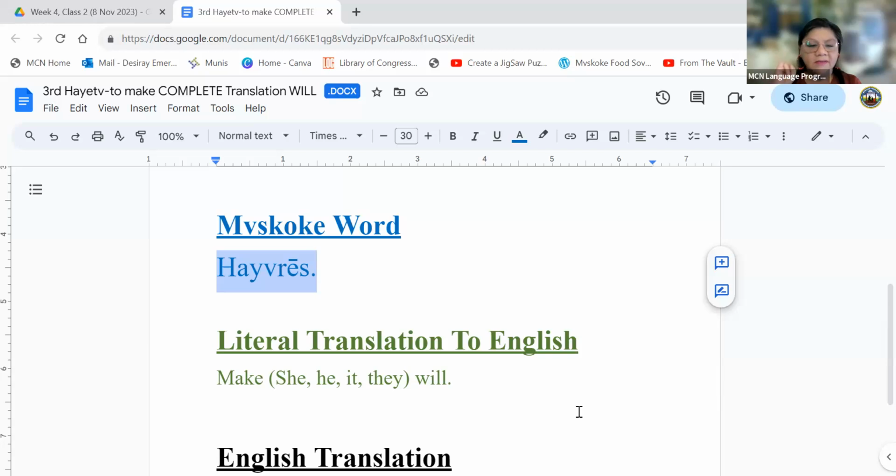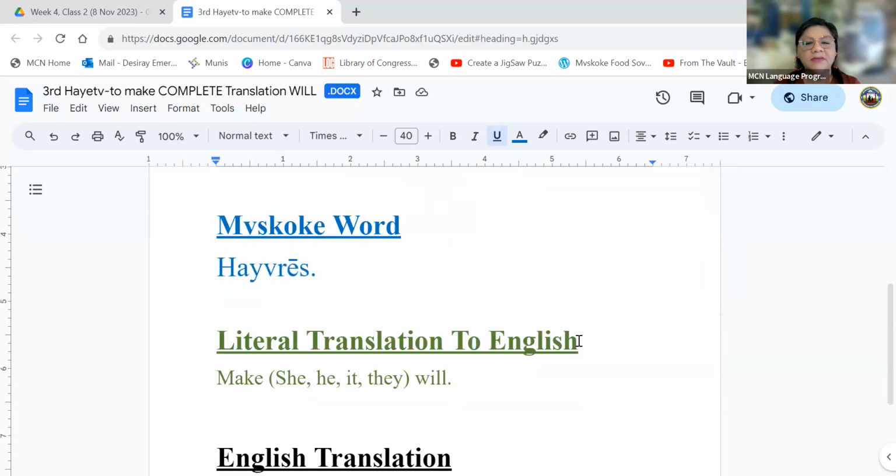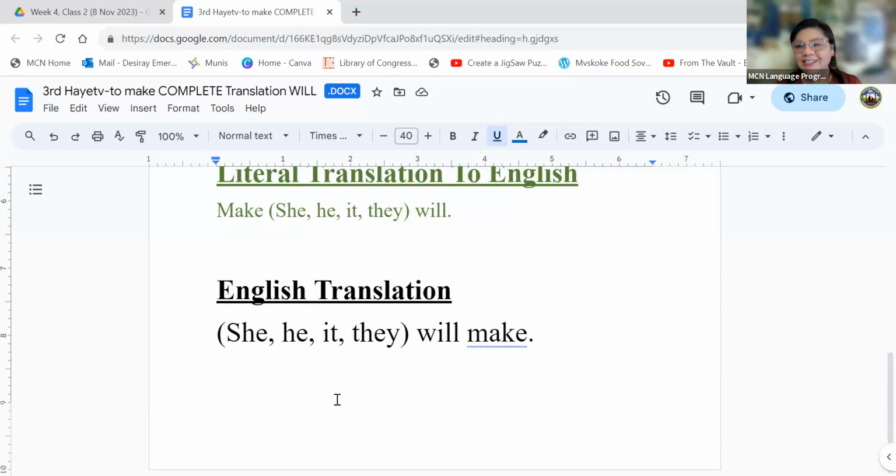So is there an A for first person? No, there's no A between the Y and the V. Is there an it? No, there's no it. That means it's not second person. Nothing there. Athis. That means it's third person because nothing is right there. Again, this is just a placeholder. Nothing's right there. Literal translation to English, make she will, make he will, make it will, make they will. English translation backwards, she will make, he will make, it will make, they will make.